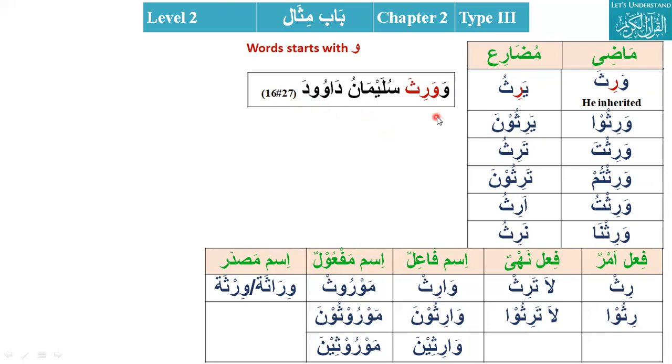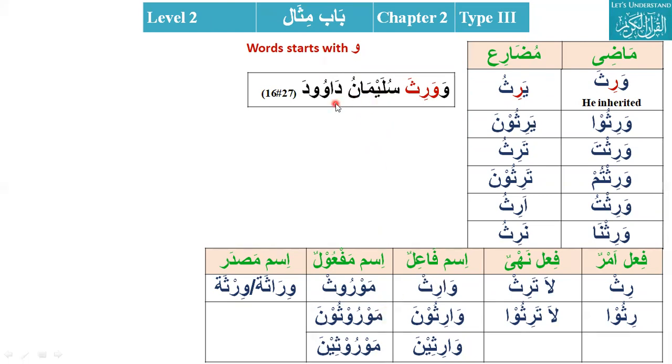Sulaiman inherited Daud. How would you say that Sulaiman is coming first? If Dauda is in the middle and Sulaimanu is at the end, then the meaning will be changed. Sulaiman is in marfu status and this is very important. This is what Brother Shahbaz was explaining to us yesterday. This is related to that. Marfu means there is damma, pesh. The subject is normally pesh.